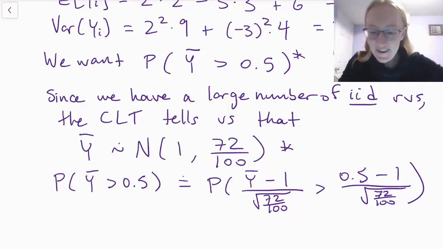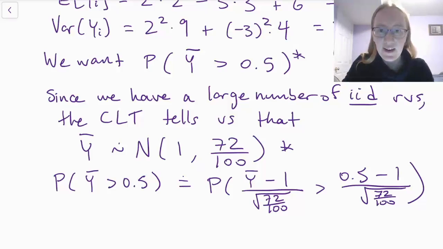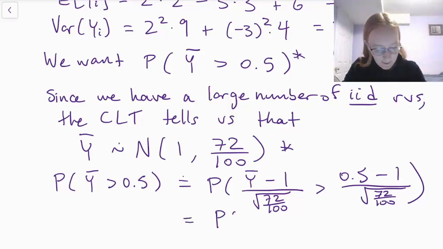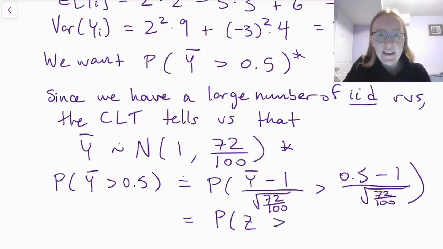Got it. So now with the correct expression, we end up with 0.5 minus 1, all divided by the square root of 0.72. That's just the probability that a standard normal is greater than negative 0.58926. Or we can round that to negative 0.59.